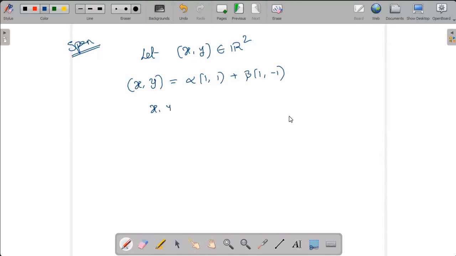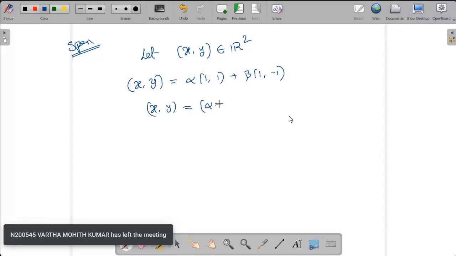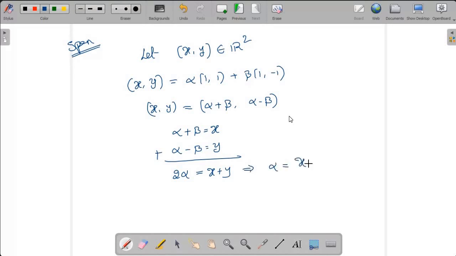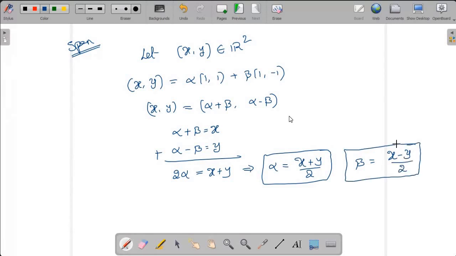Okay, so let us solve for it. (x, y) equals (alpha plus beta, alpha minus beta). Now you rewrite this: alpha plus beta equal to x, alpha minus beta equal to y. You know how to solve this. You just add them, you'll get 2 alpha equal to x plus y. So alpha equals (x plus y) by 2. How about beta? You just subtract. Beta equals (x minus y) by 2. I hope you can see that. And this is the only solution.